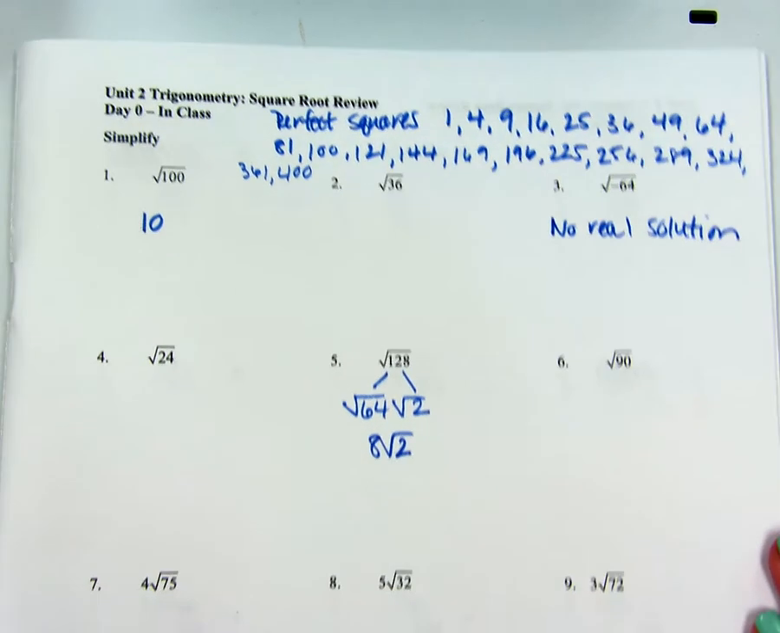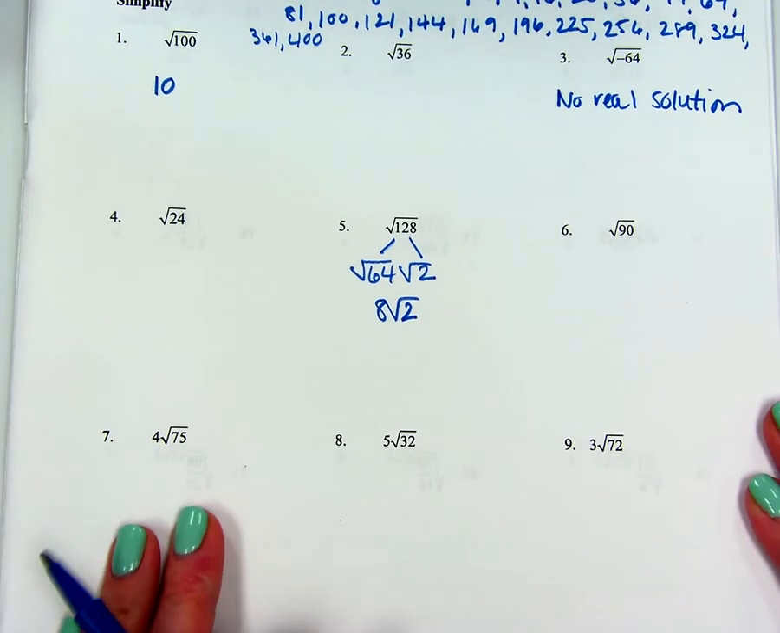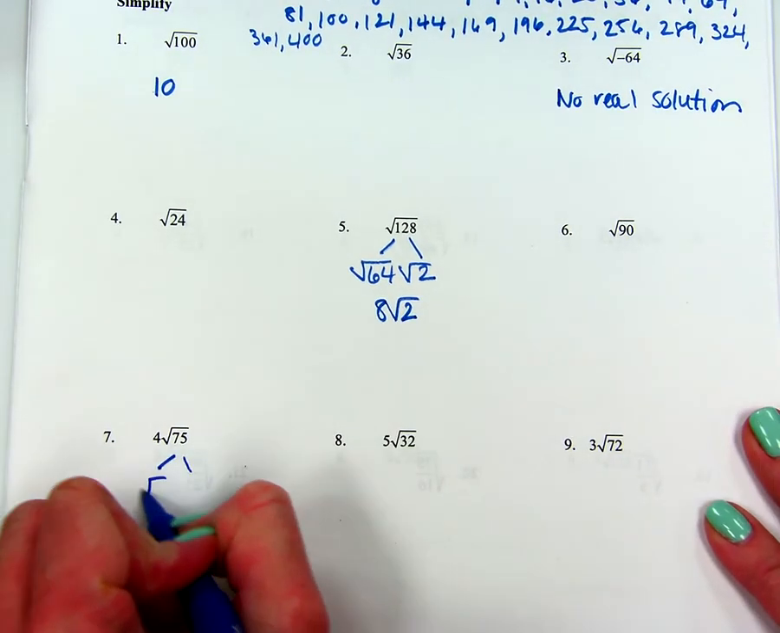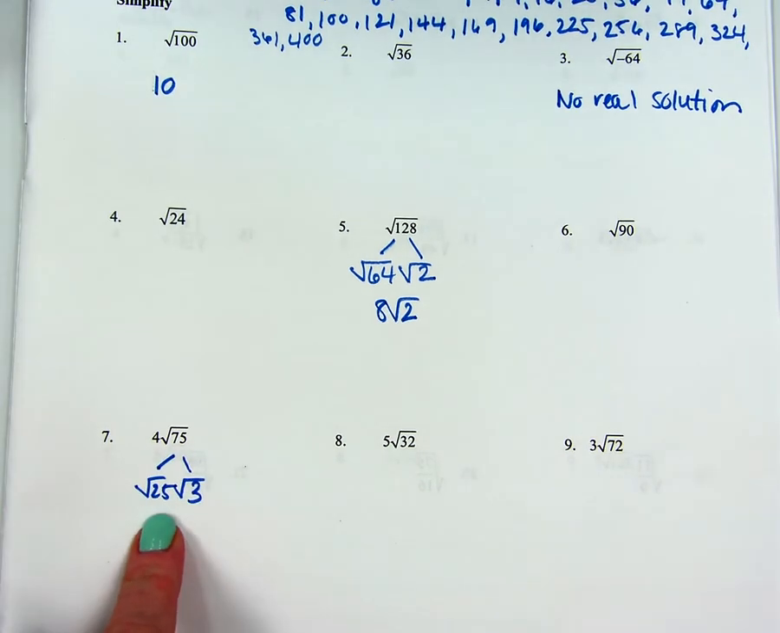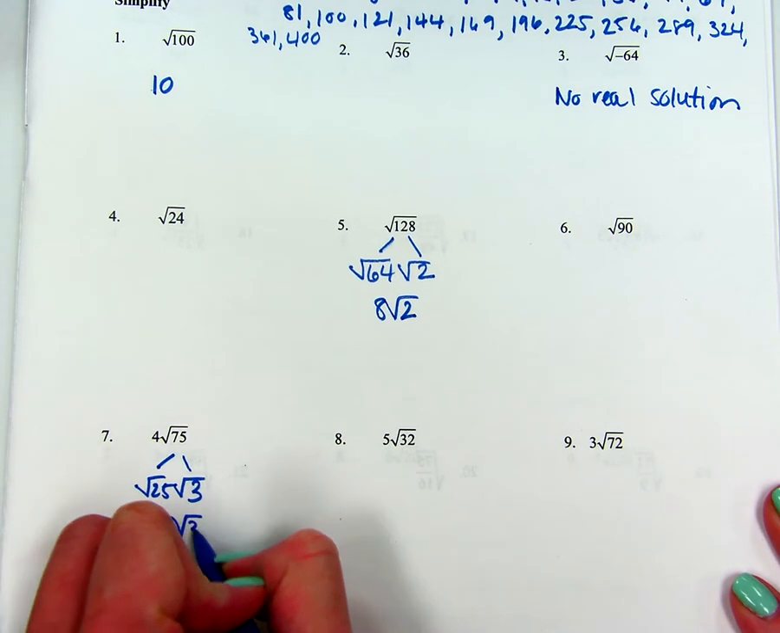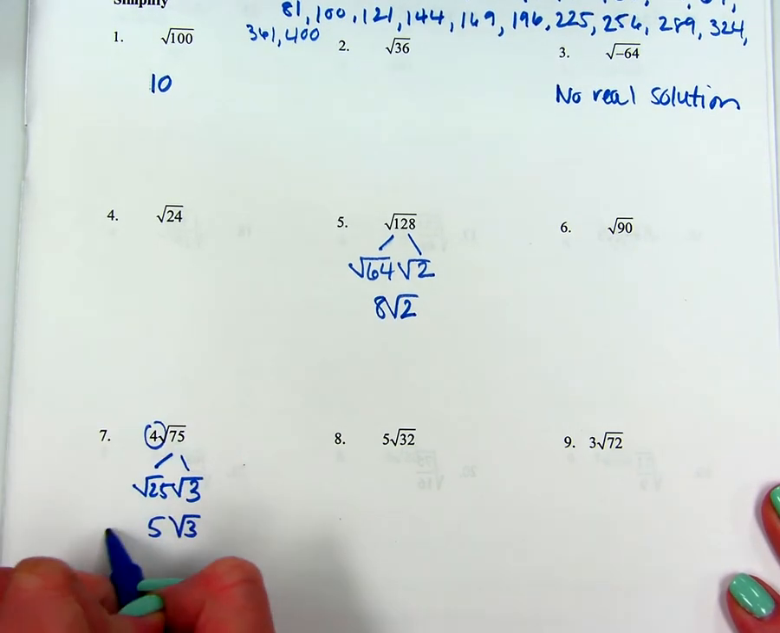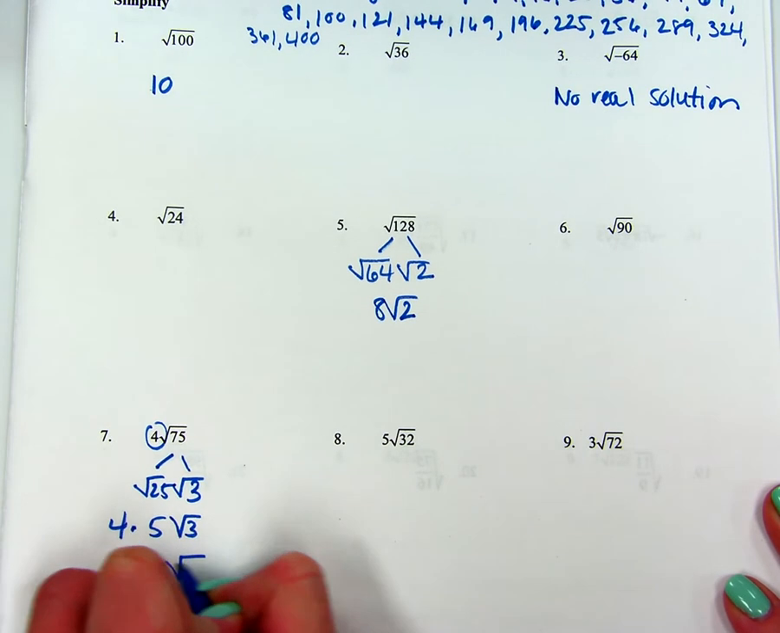Same thing again. 75 is not a perfect square. So remember, you can reference the list at the top. So I'm going to take the square root of 25 times the square root of 3. You always want to put your perfect square first, because then you're going to take the square root of that. So I have 5 root 3. Don't forget about your 4. You have to bring that down and multiply. So you have 4 times 5. So you end up with 20 root 3.